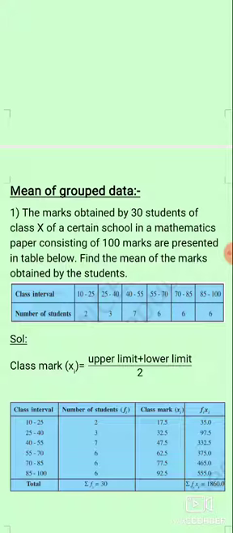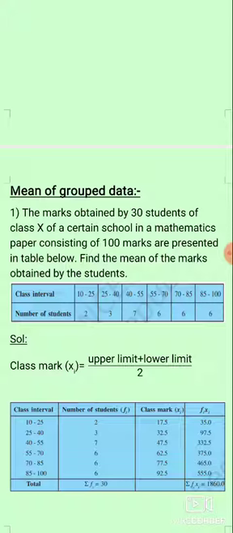In this 10 plus 25, 10 is called the lower limit and 25 is called the upper limit. For the first one, 25 plus 10 is 35, divided by 2, which is 17.5. Second, 40 plus 25 is 65, divided by 2, which is 32.5. Then 40 plus 55 is 95, divided by 2, which is 47.5. And so on, up to 85 plus 100 divided by 2, which is 92.5.